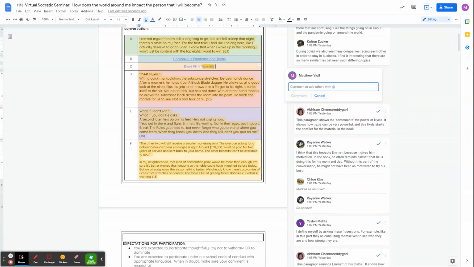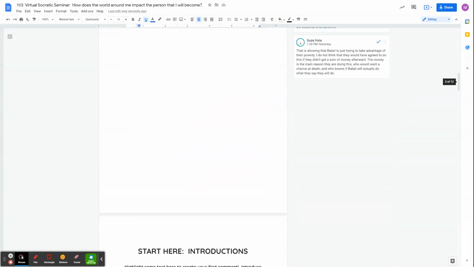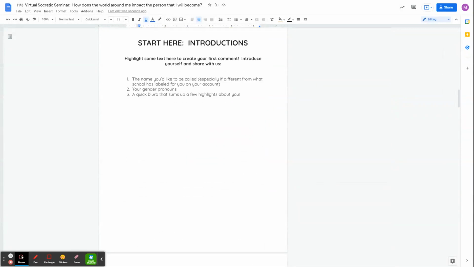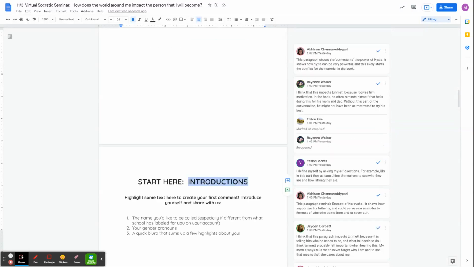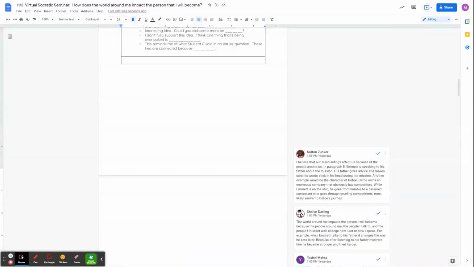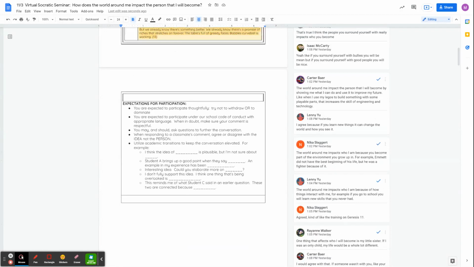We started off the Socratic seminar down here in this document that's also in the module in 1.2 with the start here introductions. So students were able to introduce themselves as well as share any information that was valid to their experience, like a name they may go by, their pronouns, and a quick blurb that sums up the few highlights about you. Learning these things about each other allows us to see not only our own perspective and share that out, but see these perspectives of other people, being able to appreciate where people are coming from and their lived experiences. From there, we went ahead and started to engage in the expectations of the Socratic seminar.